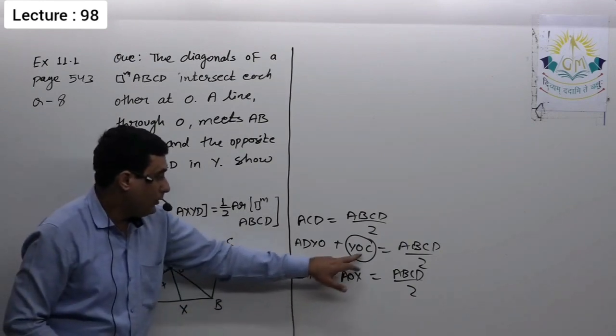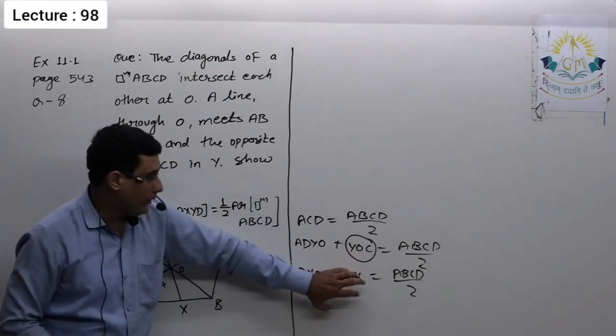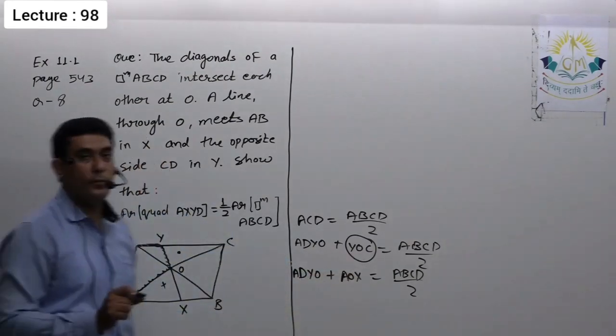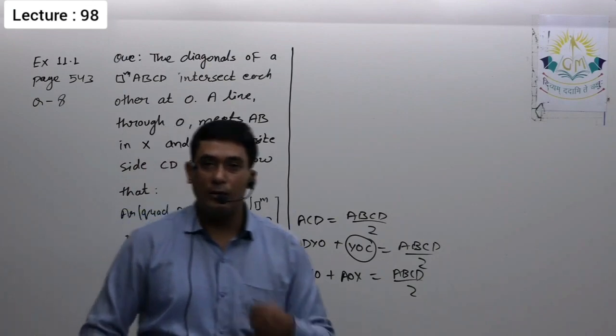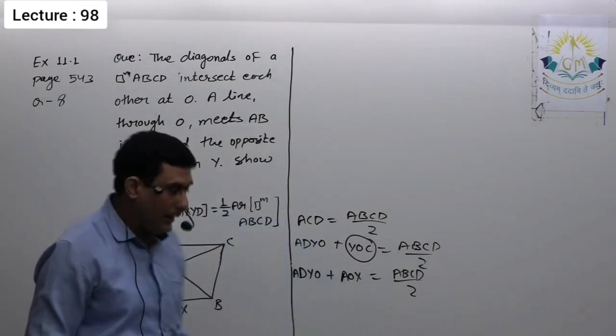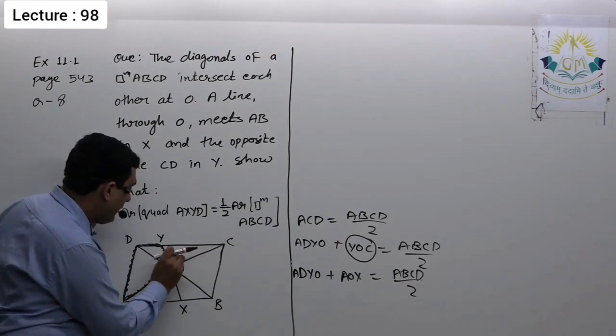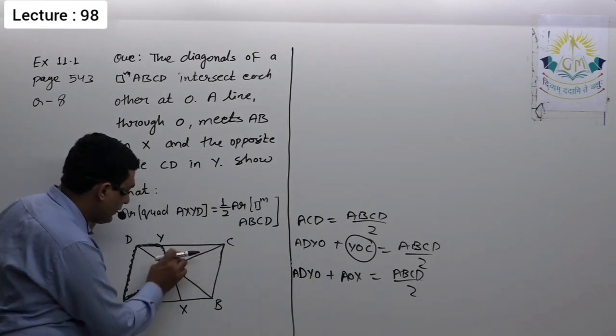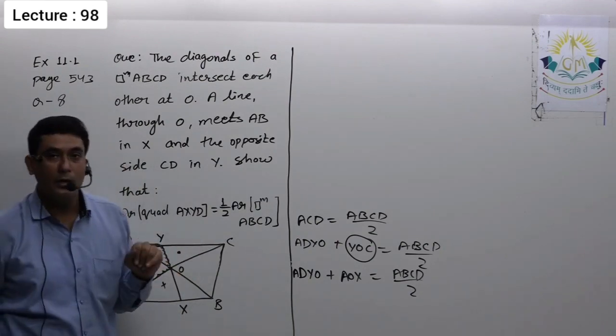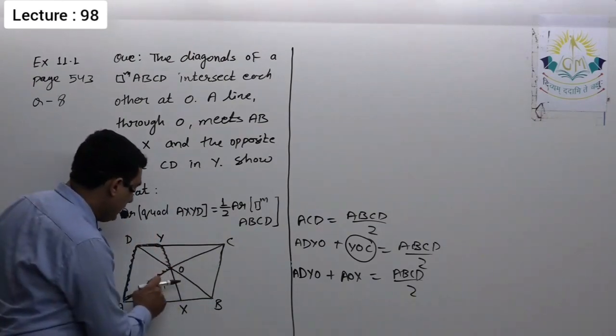Okay, so how can I replace these two? Here again I am using the next concept, that if two triangles are congruent, they are equal in area. That means if I want to place the area of this triangle instead of this, I have to prove these two triangles are congruent. That can be done easily.